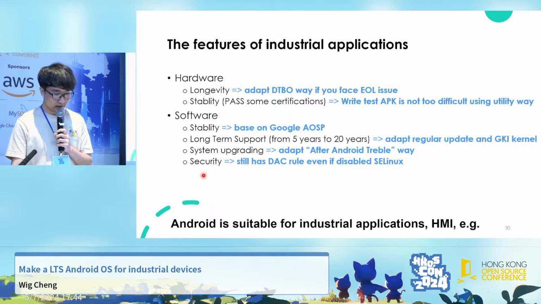The Android OS has SELinux to protect the OS's security functions. But in my experience, some industrial customers want to disable SELinux. But if you disable SELinux, you still have DAC rules like the Linux OS. But I still strongly recommend to enable SELinux and try to figure out the policy issues for your app.